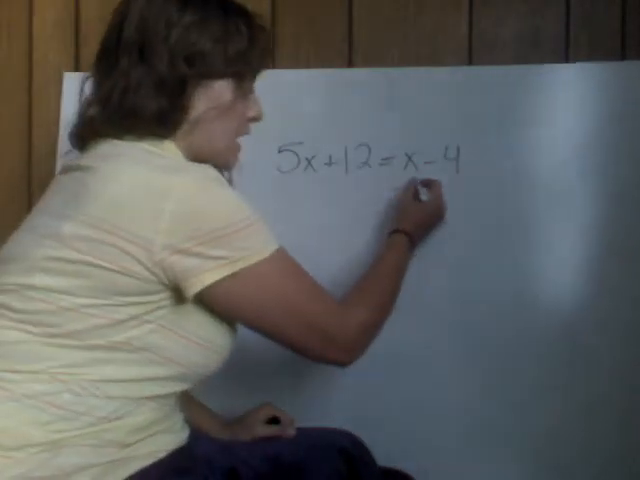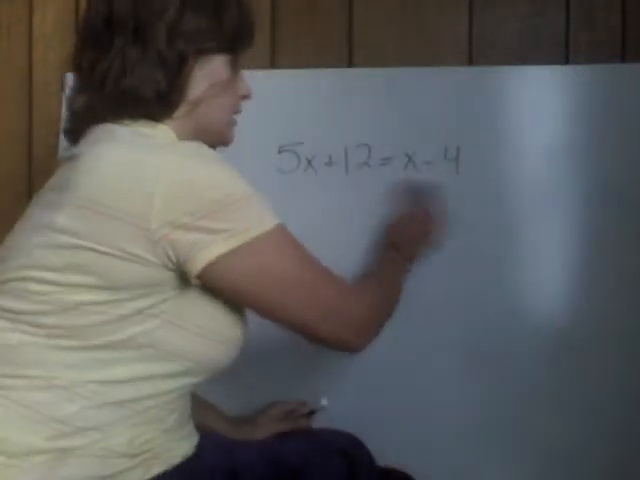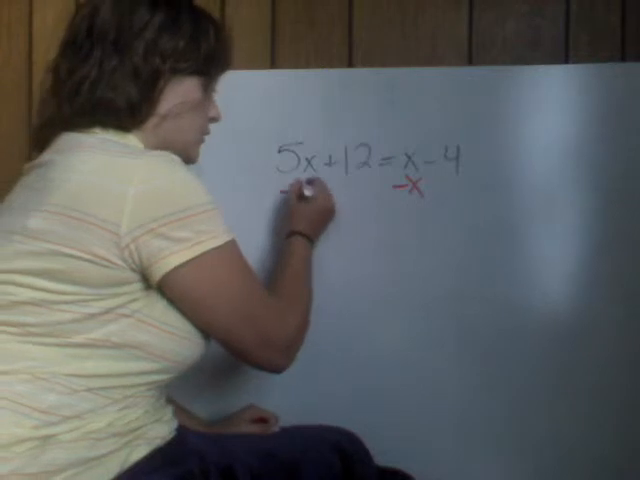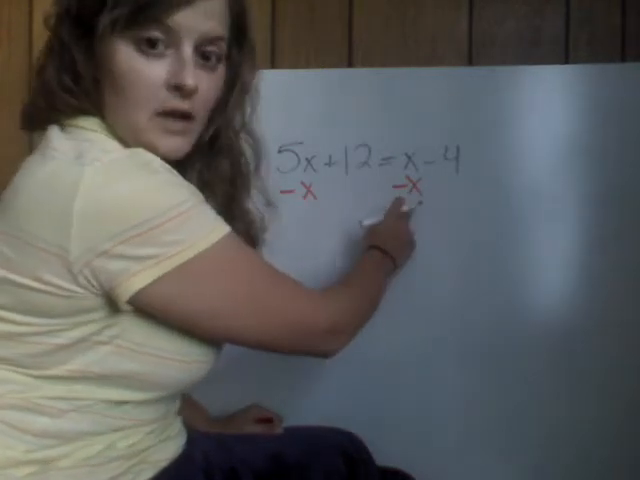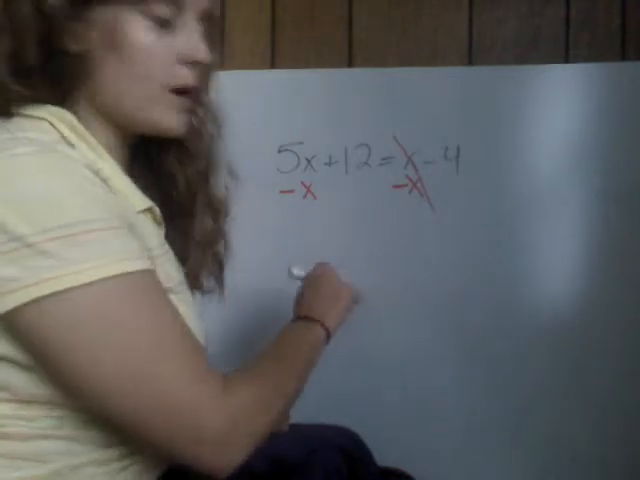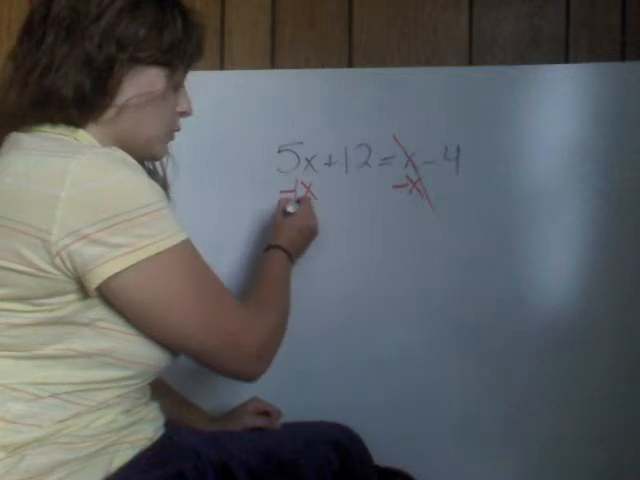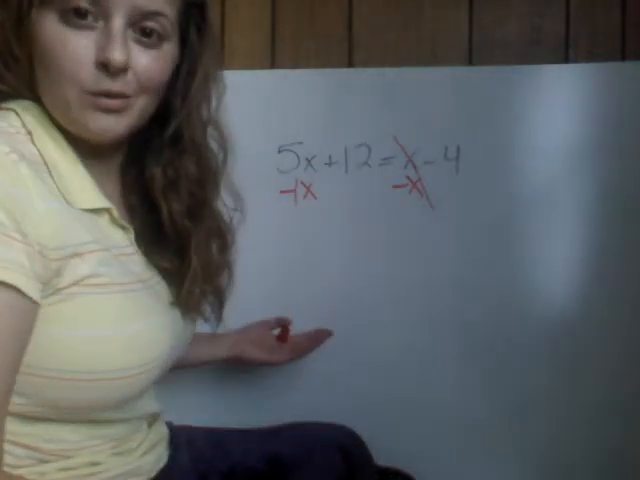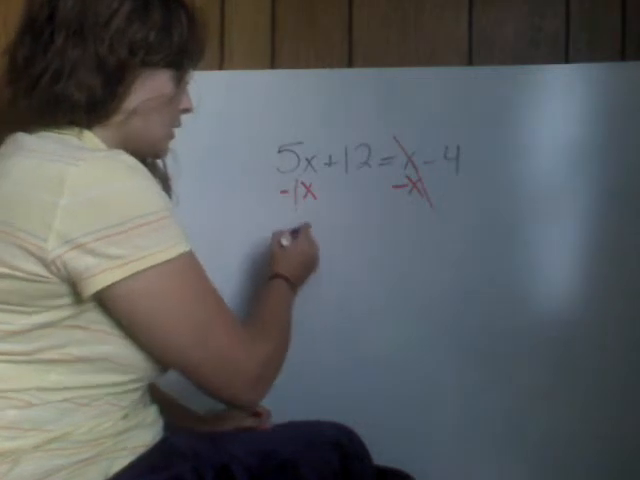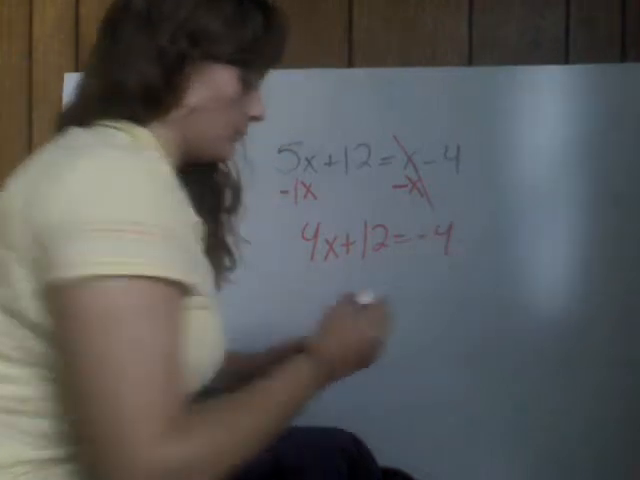So what we do is we subtract x from this side, and I'm going to use a different color just to make sure. We subtract x from this side, we subtract x from this side, because whatever you do to one side, you do to the other side. These completely cancel out. Now I have 5x minus x, and there's an imaginary 1 there too, but 1 doesn't do anything. We have 4x plus 12 is equal to negative 4.